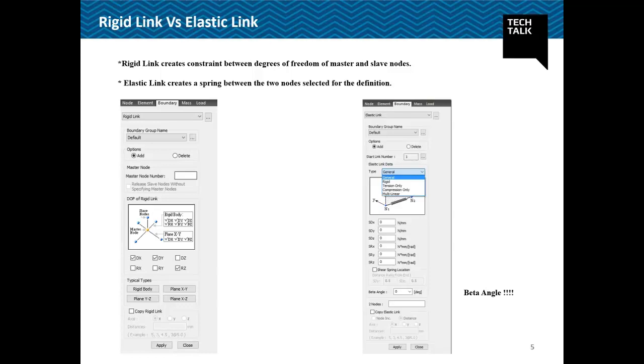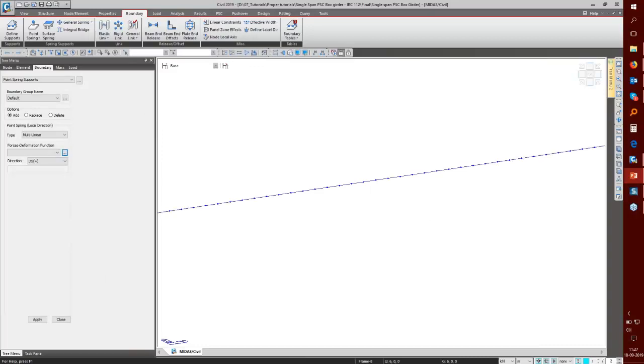So first we need to understand this. Let me compare two different things which provide similar results. I think everyone here is a power user of Midas Civil, and you can see on the boundary, there are two ways of providing rigid links.